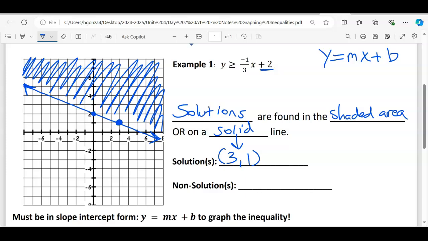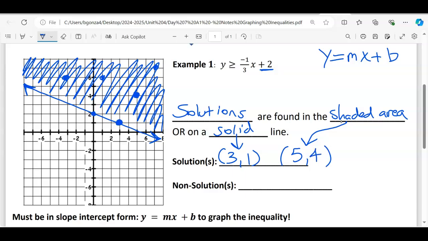And then you could pick any point in the shaded area. Look, this point right here, that's in the shaded area. Make sure you're looking up here. Do you see any point up here is in the shaded area? So you could pick one, okay? I'm picking this one right here at 5, 4. That's a solution, okay?